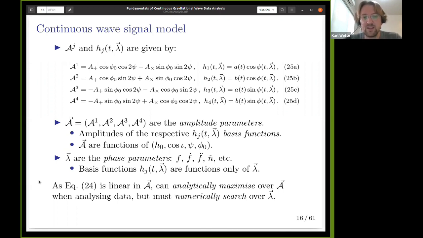We can do an analytic maximization to find the signal which gives us the best values of those parameters, which maximizes our detection statistic. That's essentially what the F statistic does, which we'll see in a moment. But that's generally not the case for the lambda parameters. We can't easily have a nice, simple analytic way of maximizing those, so that's when we have to numerically do a search. I'll explain what that entails a bit later. But for the next bit, we're going to look at these A parameters and how we can maximize over them.